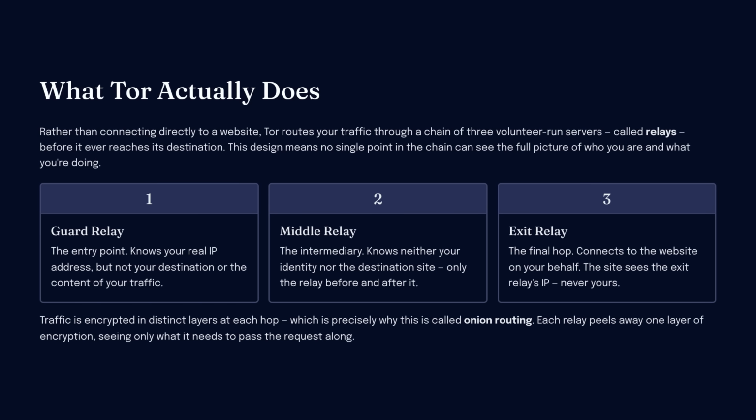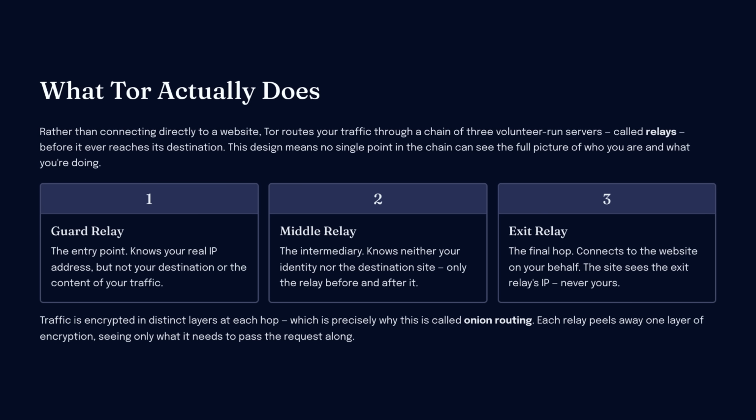Now, the table shows you roughly what each party can and can't see, so pause it if you need to see it. But let me show you what this process looks like in practice first. Let's use Tor. I think seeing it makes it considerably clearer than describing it.